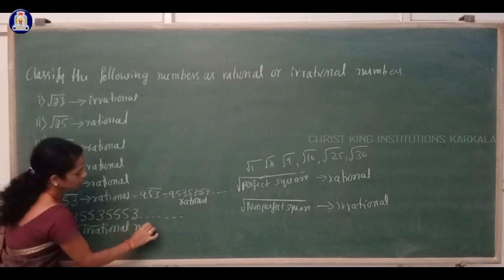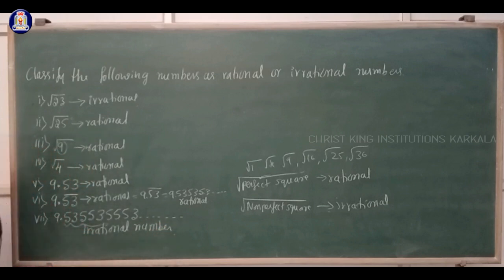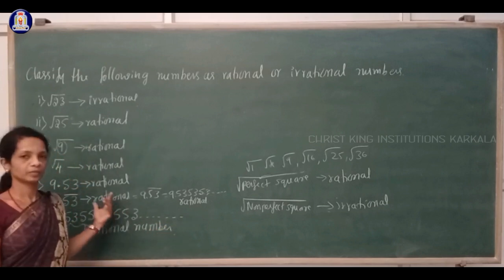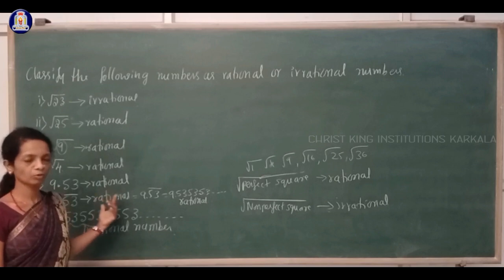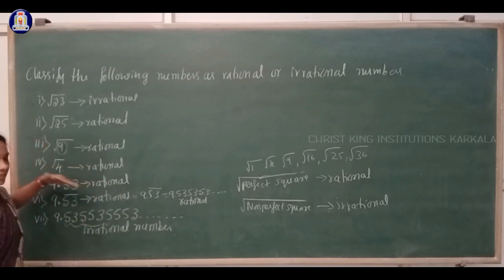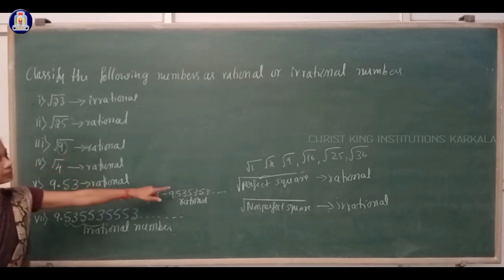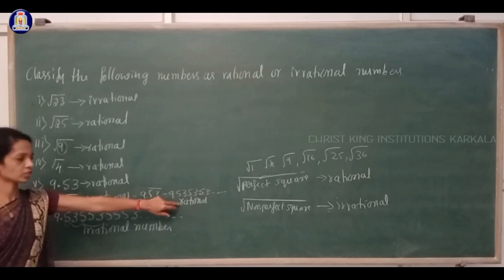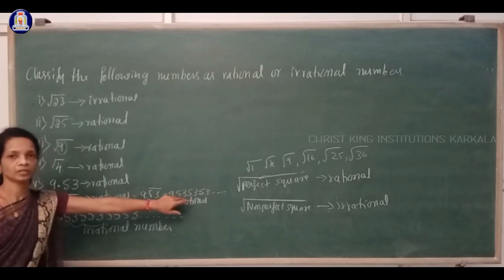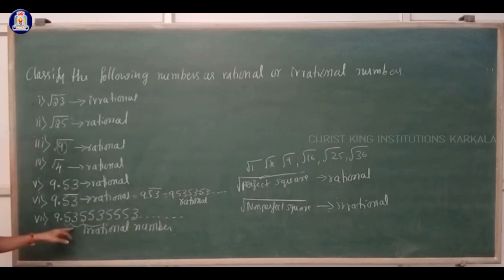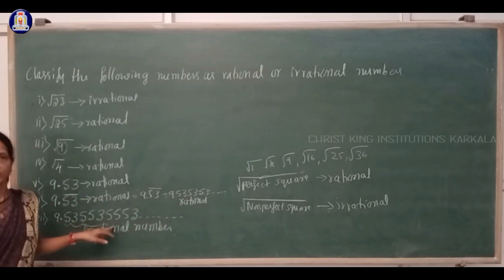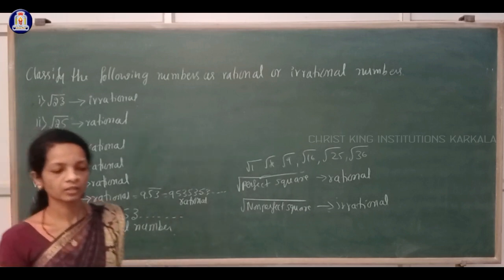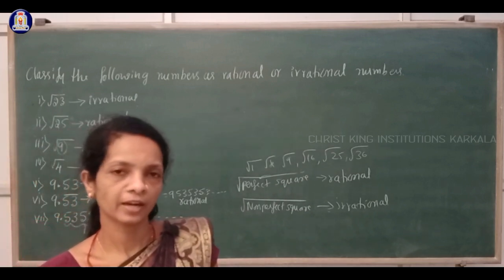So for decimal form numbers, how do we identify rational or irrational? Suppose the etc symbol is not there after the decimal point, then that will be a rational number. Suppose the etc symbol is there, then how to differentiate? You have to see how the digits are repeating. If the digits are repeating in the same order, same type, then that is rational. If the digits are not repeating in the same type, that is an irrational number. Like that you have to differentiate rational and irrational numbers.